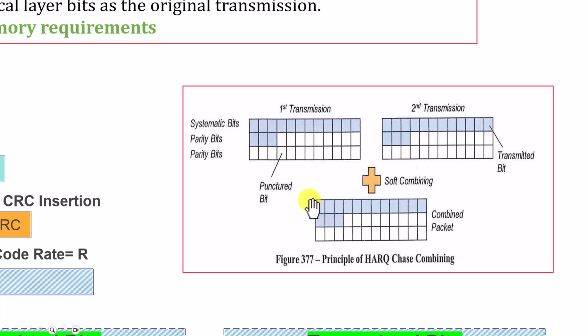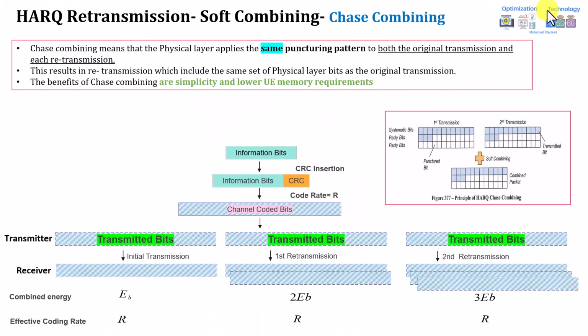So let's cover this from a technical perspective, how this is happening. As you can see here, initially the information bits were transmitted. CRC was added, then you have the channel coded bits, adding the FEC. Then the data is transmitted from the transmitter to the receiver over the air interface, and the receiver receives the data. So initially, for the initial transmission, the combined energy was E and the effective coding rate was R. Effective coding rate simply means the information bits divided by the total bits, just like how many redundancy bits are added for error correction.